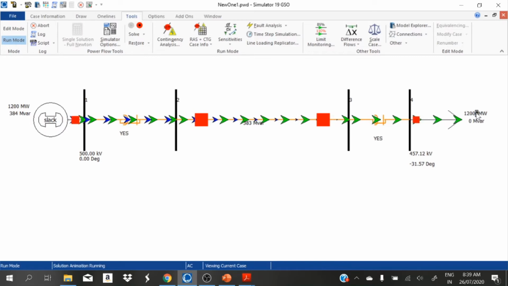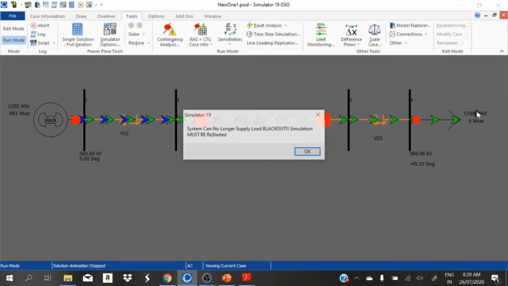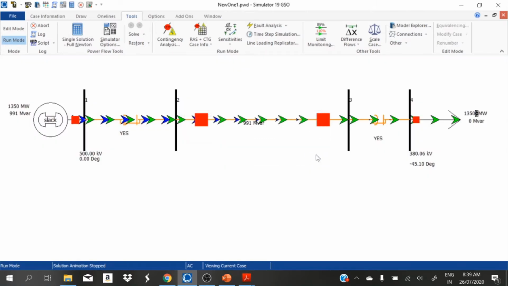So the steady state stability limit of this system is at a power angle of 45 degrees. We can load up to 45 degrees. At 45 degrees it reaches complete blackout. We can note down here the power at 1350 megawatts. The system reaches the steady state stability limit.